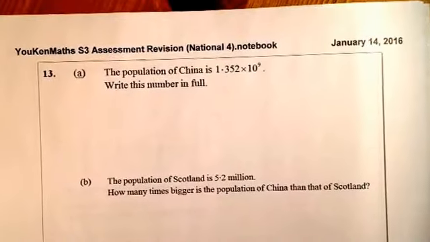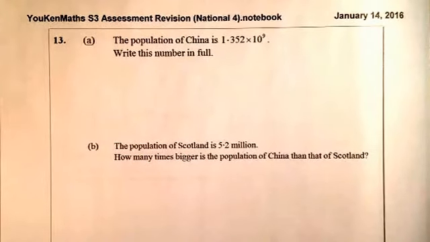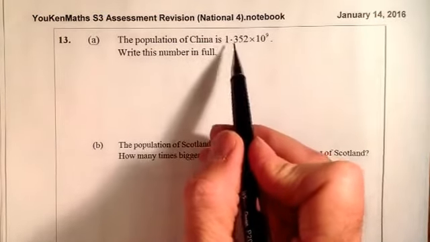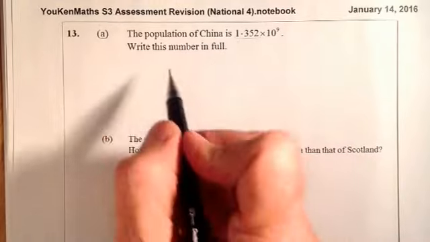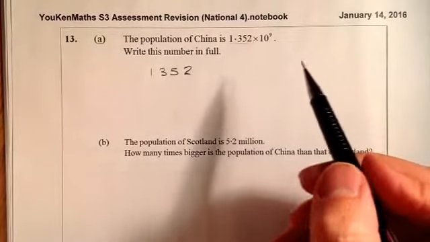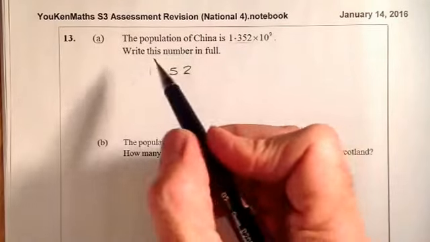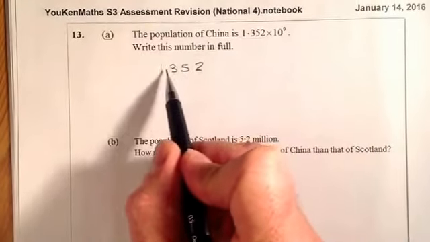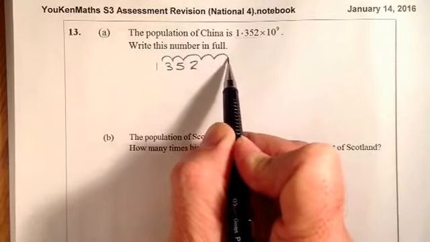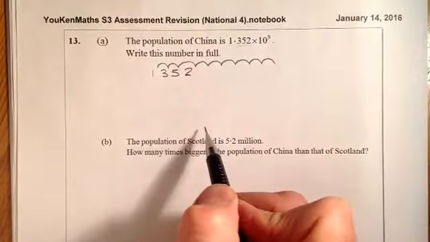Let's look at question 13. Right, so question 13. We have the population of China is 1.352 times 10 to the power of 9. Write this number in full. What I'm going to do is I'm going to write down these numbers here. So I've got 1, 3, 5, 2. And what I'm going to do is I'm going to move the decimal point. This is a really big number. It's times 10 to the power of 9. So I'm going to start with the decimal point there. And what I'm going to do is I'm going to move it 1, 2, 3, 4, 5, 6, 7, 8, 9 places. So my decimal point is going to appear right at the end here.